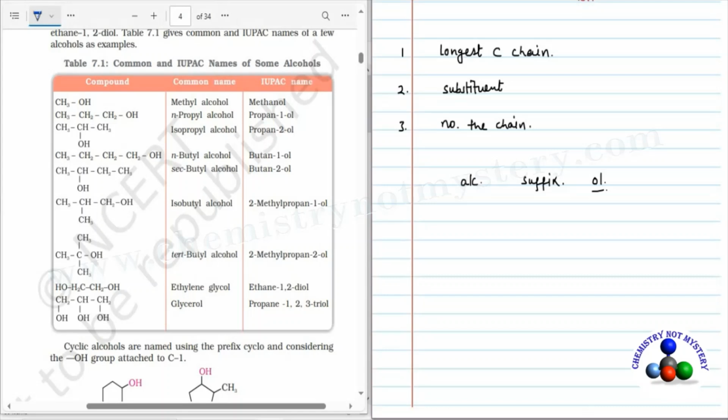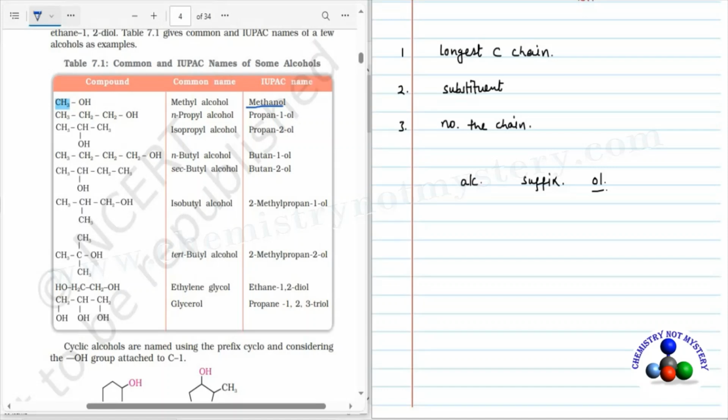Now try to name each molecule. First of all, select the longest carbon chain. So here it is just a 1 carbon long chain. So the parent is methane, and you have to add the suffix OL. So the name of this molecule will be methanol.